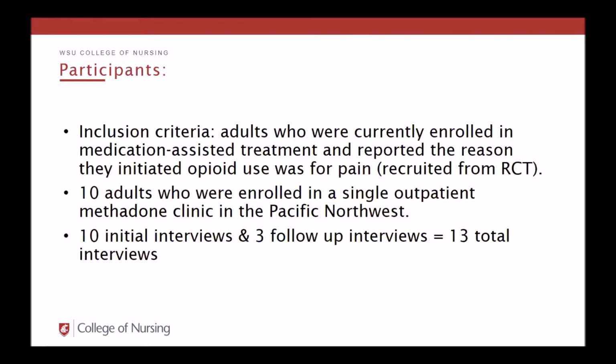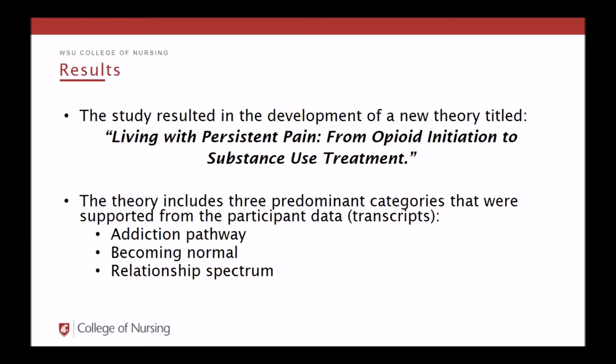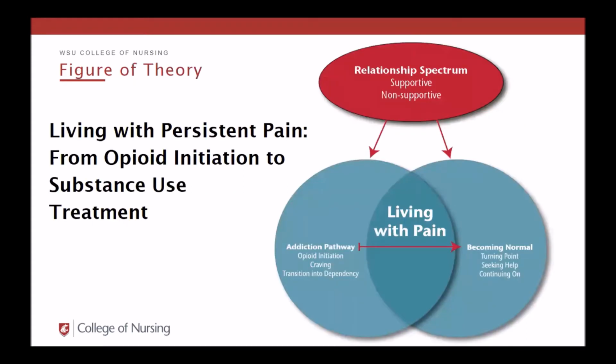So we ended up with 10 people that we selected at random from the people who were in the initial study. And we did develop a new theory that we titled Living with Persistent Pain from Opioid Initiation to Substance Use Treatment. We found 3 predominant categories that I'll go over a little bit, how the participant data supports these 3 predominant categories in our final figure of the theory. So relationship spectrum, people talked about supportive and non-supportive relationships. Living with pain is central in our theory because we heard about that in great detail, how that really influenced their everyday life. And then they talked about their pathway to addiction and how they felt they were becoming normal.